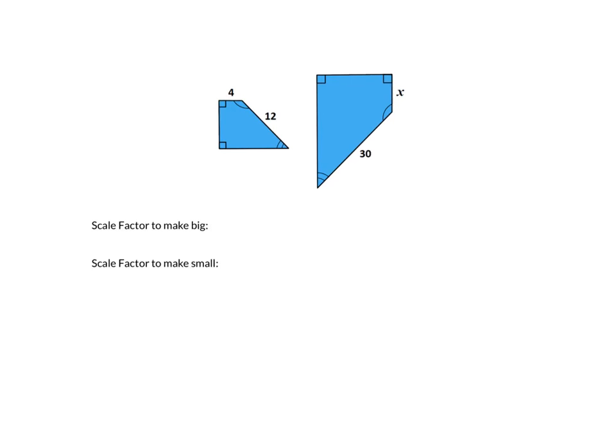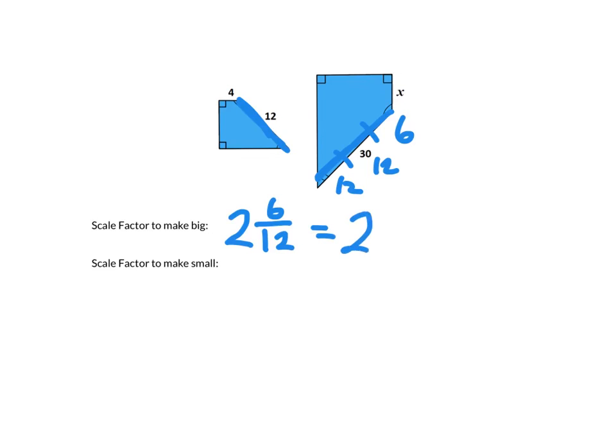All right, as we solve it, we're looking for corresponding sides. So we're saying that 12, how many 12s does it take to make a 30? So I've got 12, 24, so another group of 12. And that gets me to 24, and then I need 6 more. So I need 2 full 12s, and the last one is only 6 out of the 12, and that is equal to 2 and a half. 2 and a half is equal to 5 halves, so the scale factor to make it small would be 2/5.